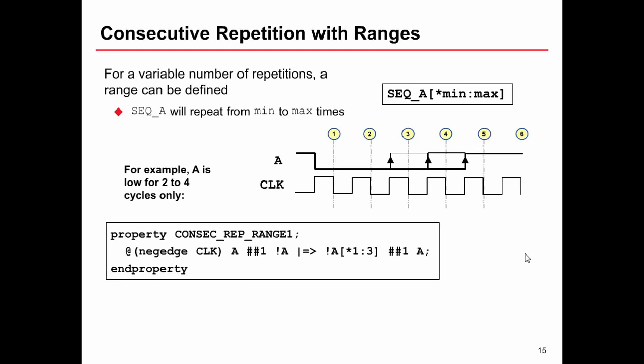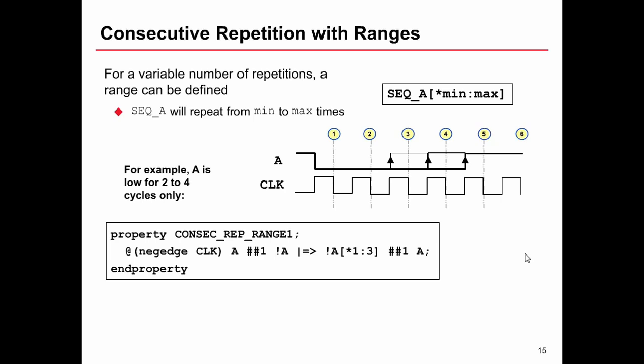The consecutive repetition can also have ranges. So what we can do, similar to the cycle delay operator that we saw before, you can say star min colon max. So what this means is the sequence will be repeated not a fixed number of times, but there is a range of times it can be repeated. How can we use this in a property?